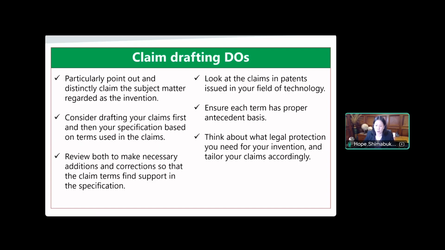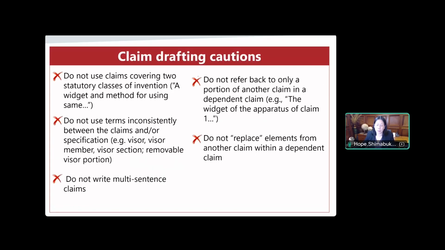and think about what legal protection you need for your invention and tailor your claims accordingly. So, some don'ts and some cautions. Do not use claims covering two statutory classes, a widget and a method, for example.